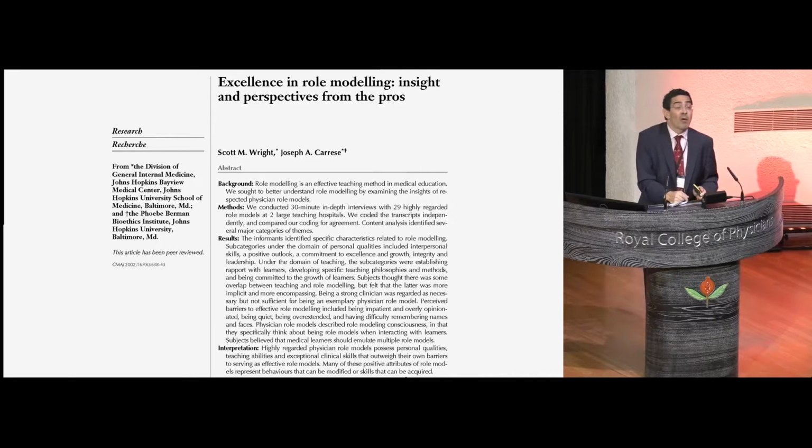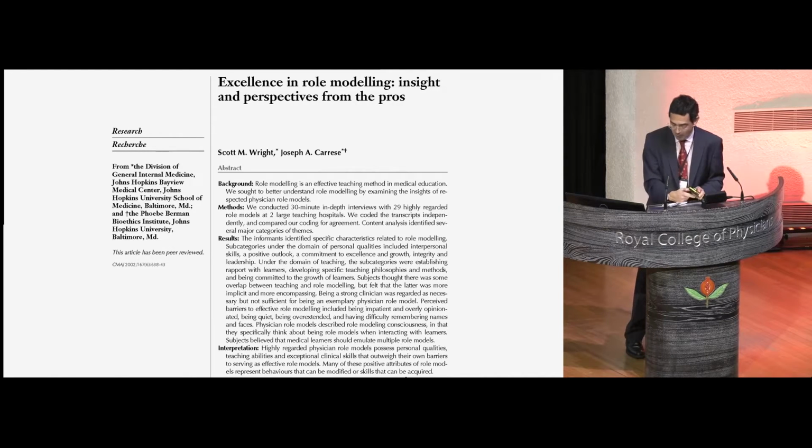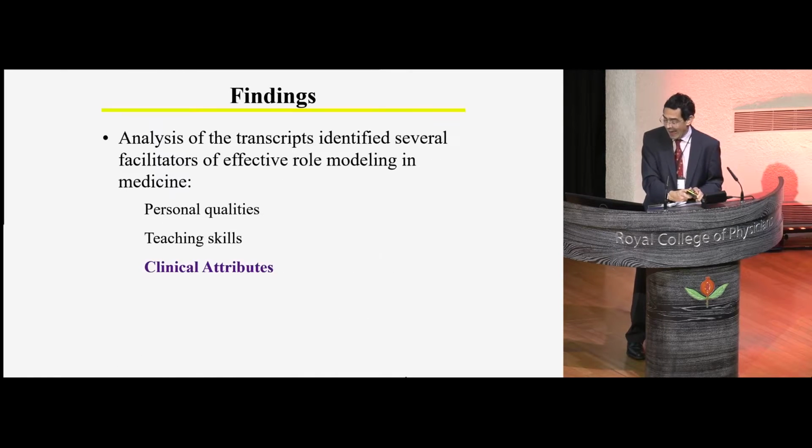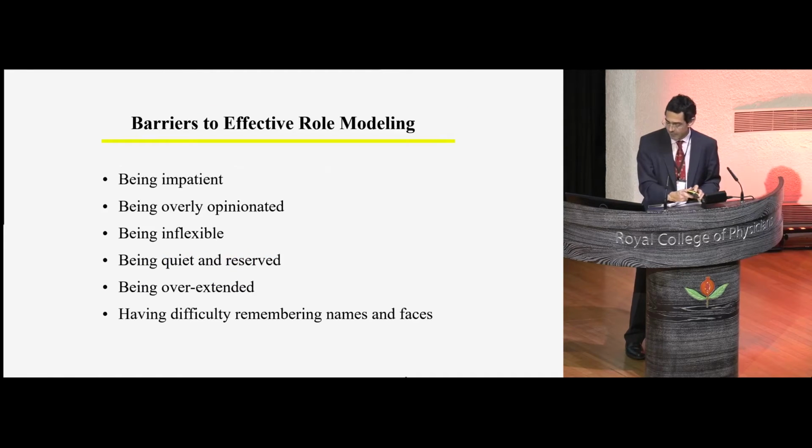Then we did a qualitative study to better understand role modeling, and what we did here was we interviewed 29 of the most highly regarded role models at Johns Hopkins Hospital in Baltimore. And what we found was that there were 3 main facilitators of effective role modeling: certain personal qualities that I won't go into, certain teaching skills that we learned from the earlier study, and being a really great clinician.